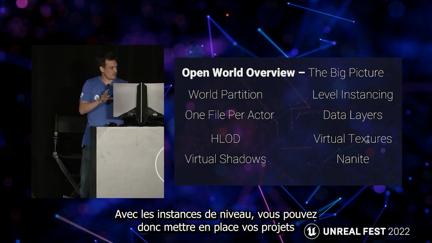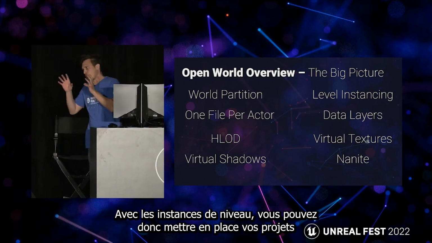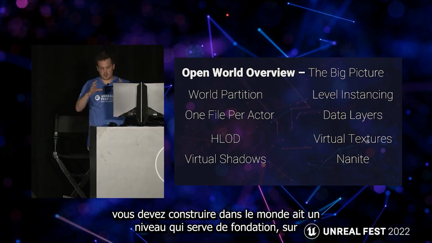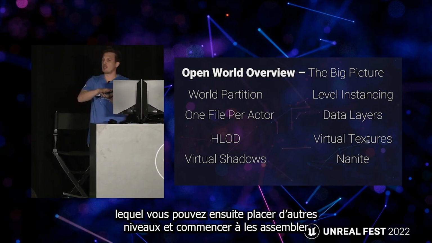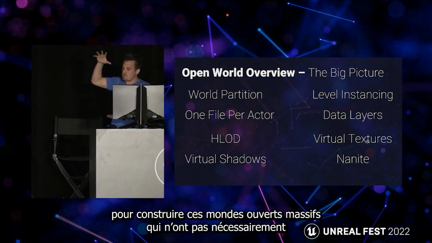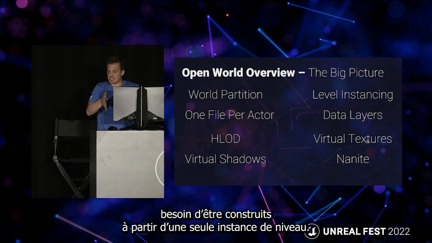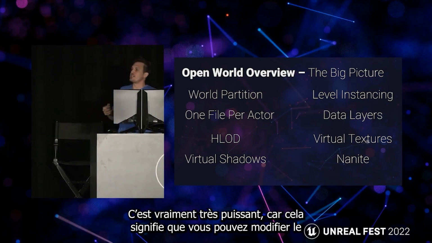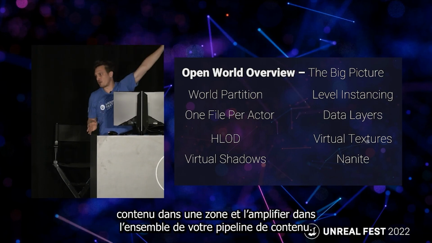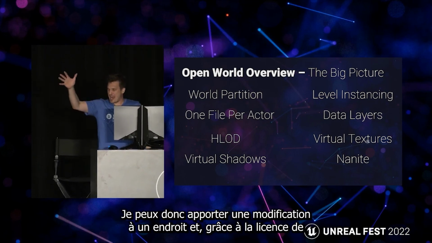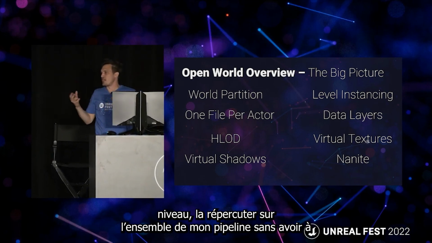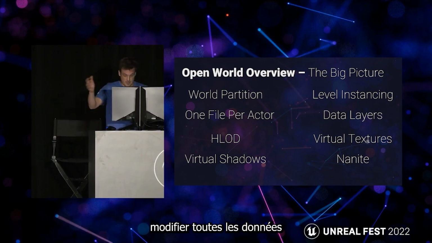With level instancing, you can set up your project so that each of your buildings or vehicles, or whatever you're building in the world, has a level that acts as a foundation that you can put other levels on top of and kit bash together to build massive open worlds that don't have to be built out of one single level instance. This is really powerful because you can modify content in one area and have it amplify across your entire content pipeline, without having to change all of that data throughout the entire project.